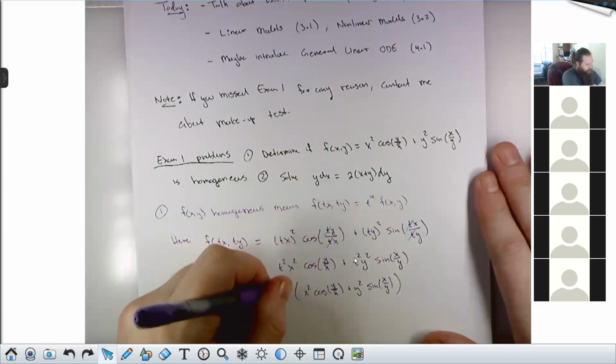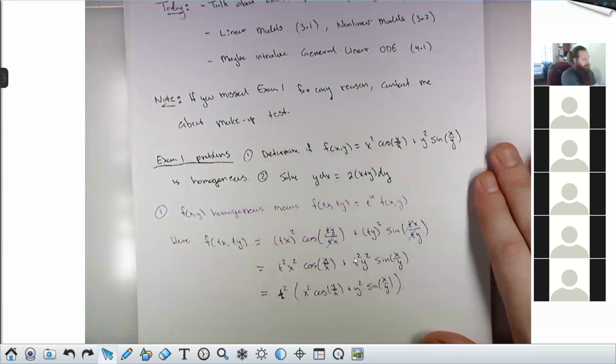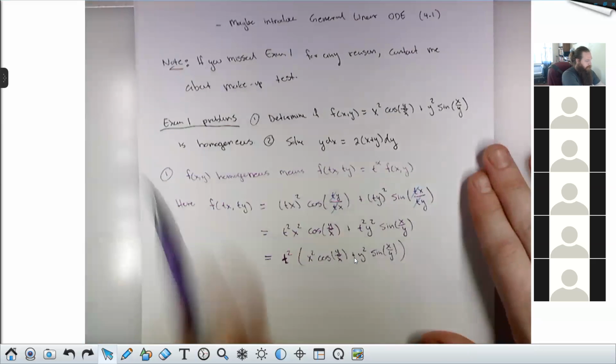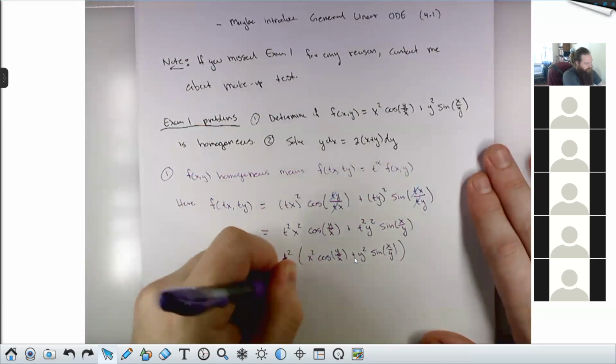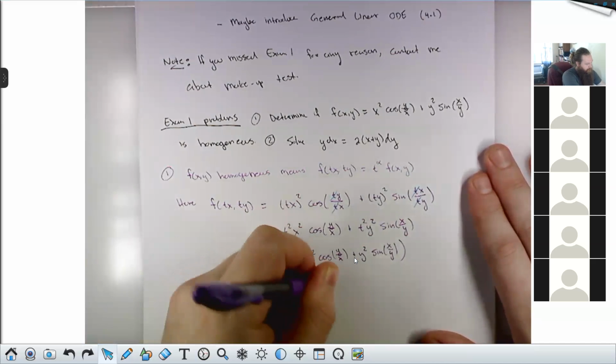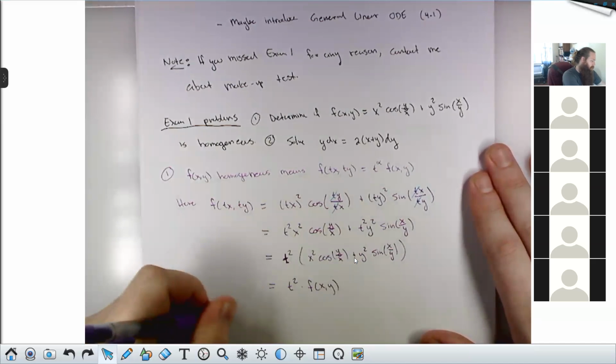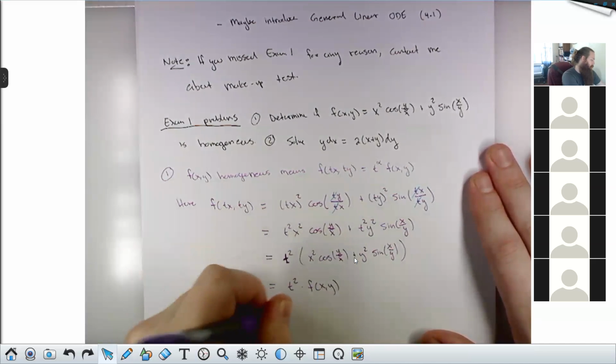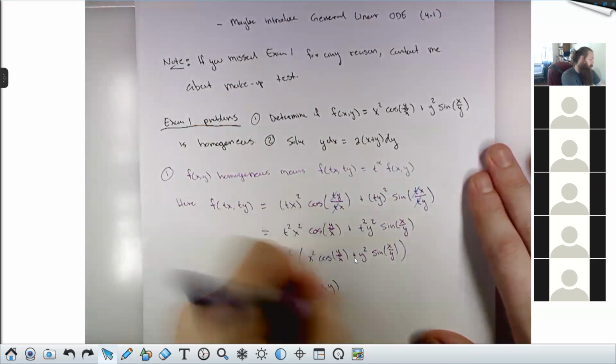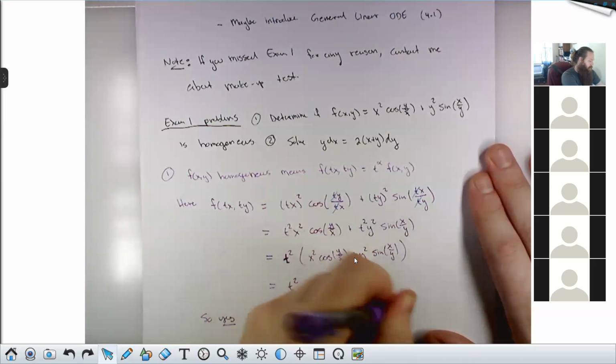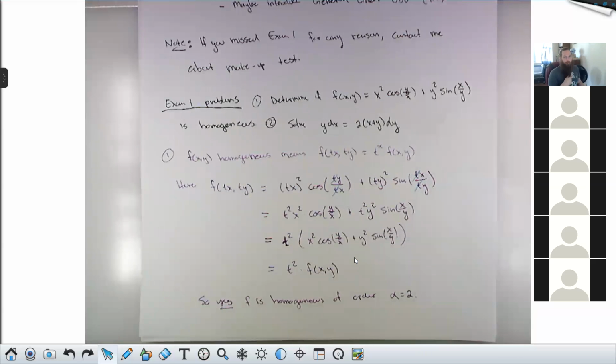So out comes this t squared. And what's left over when I do that is my original function. So yes, this is homogeneous. This is t squared times f of x y. So yes, f is homogeneous of order equals 2. All right, so that was that one. Yes, this function is a homogeneous function, and the order is 2. The algebra steps to get there are not that bad. Any questions on this one?